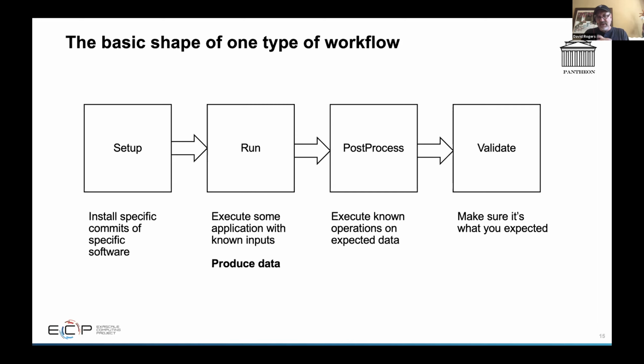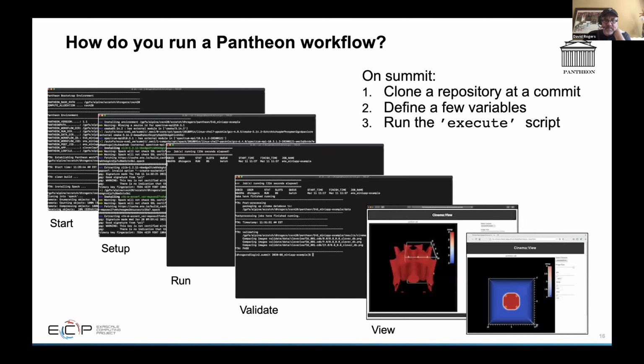And then typically we validate the results as well to make sure it actually did what we thought it would do. Okay, so this is industry standard kind of stuff. So how do you run these things? For the picker that we have right now, you've got to be on Summit, and you clone the repository.